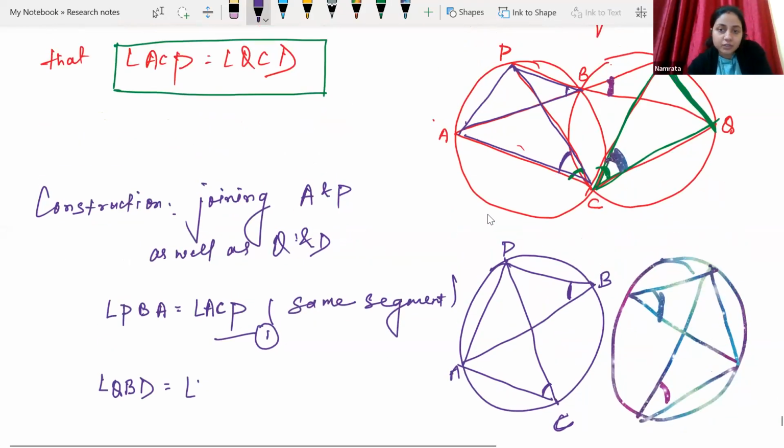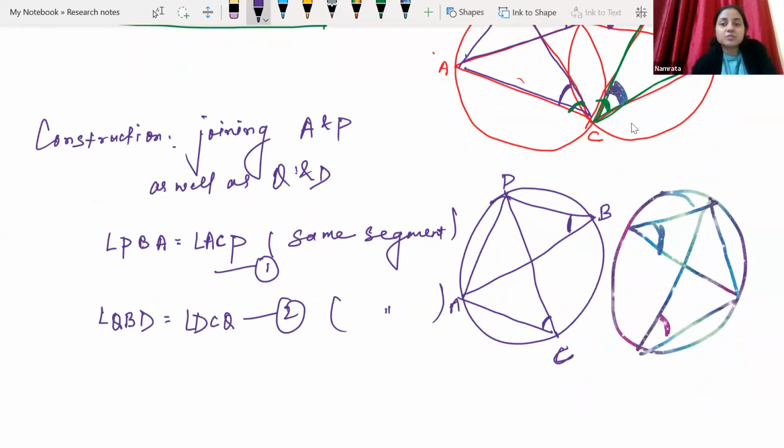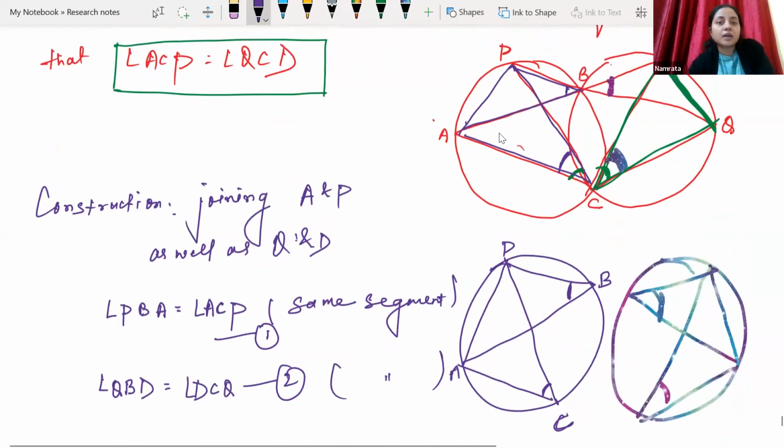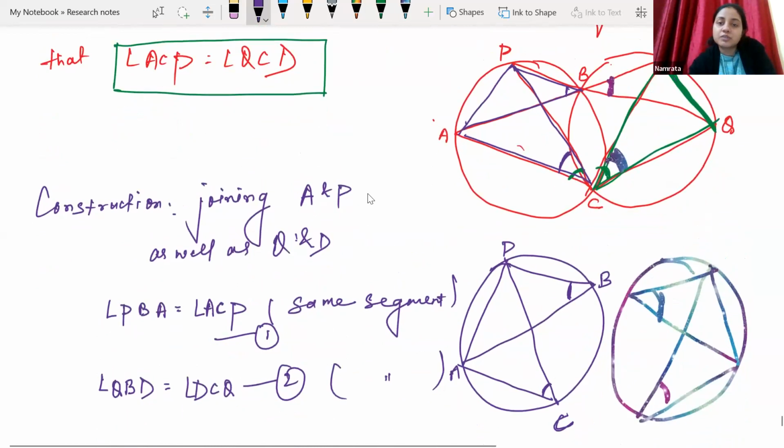So we have written angle QBD is equal to angle DCQ. Again, the same theorem we are using: angles in the same segment have the same measurement. Now, before comparing these two equations, we can notice one more thing over here.